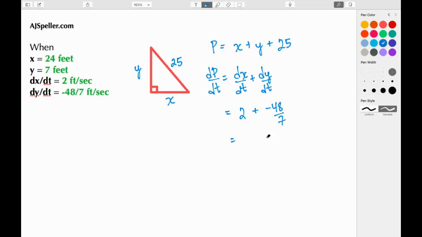Let's get a common denominator of 7. So what I do is multiply 1 times 7 to get 7, so 2 times 7 to get 14. So now I have 14/7 minus 48/7. I know it's going to be negative because the negative is with the larger number here. So I've got 48 minus 14. 8 minus 4 is 4, and 4 minus 1 is 3. So this here is really negative 34/7 feet per second.